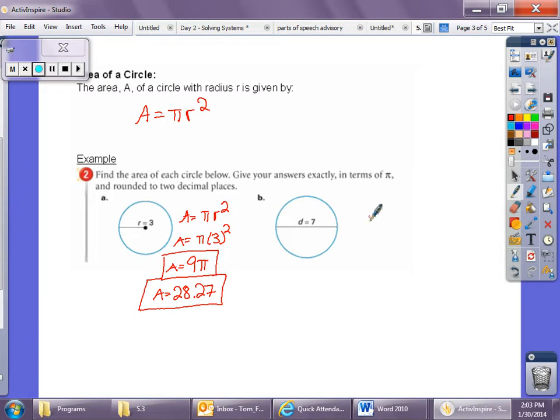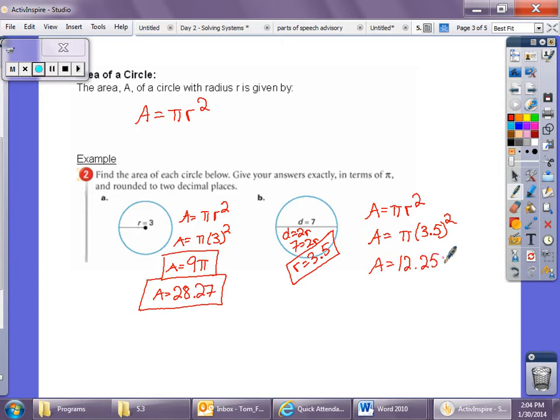Now to find the area of circle B, area is pi r squared. Now it gives us the diameter. We can't just put diameter in there, so we have to figure out what the radius is. So we know that d equals 2r, so 7 equals 2r. The radius equals 7 divided by 2, which is 3.5. So we have pi times 3.5 squared. So 3.5 squared gives us 12.25. So our area is 12.25 pi.